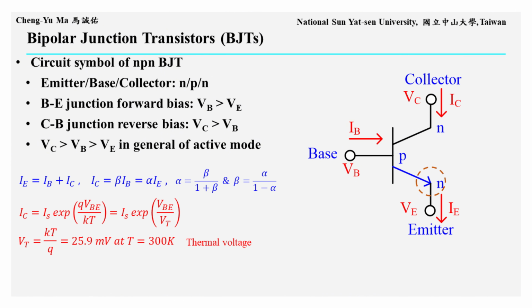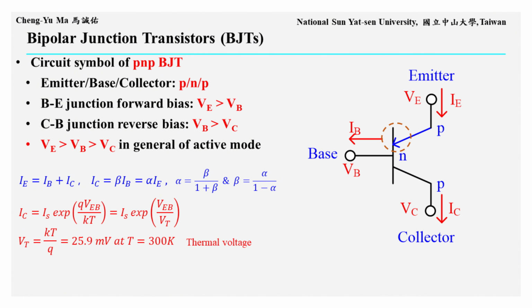Finally, we summarize the collector current equation and the three-terminal current relationships for an NPN BJT. The term kT divided by q is called the thermal voltage, and it can be written as VT. At a temperature of 300 K, the thermal voltage is about 25.9 millivolts.